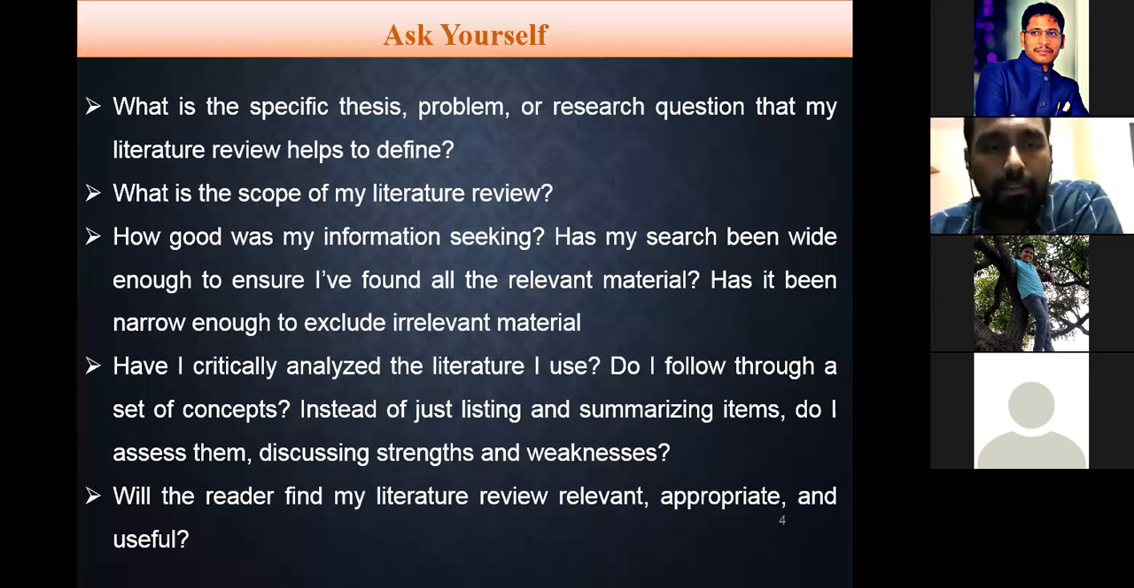And finally, this is the most important thing in the literature: once you frame a literature review or article, will the reader find my literature review relevant, appropriate, and useful? It should be useful to the readers. So we have to frame a literature review. It should be helpful for a number of readers.